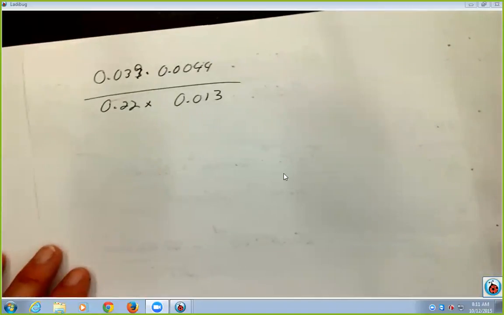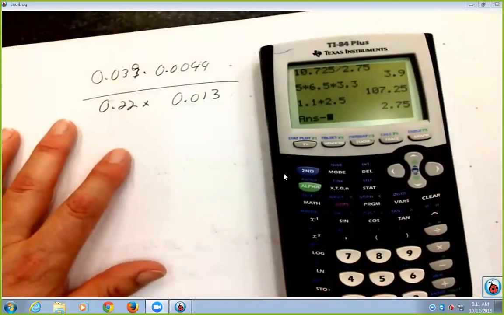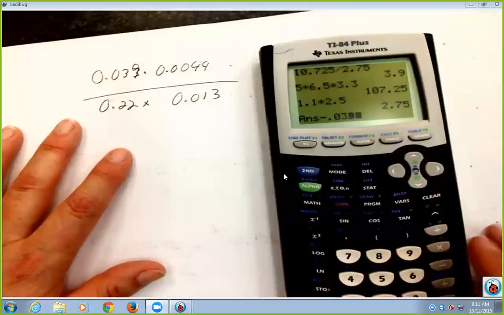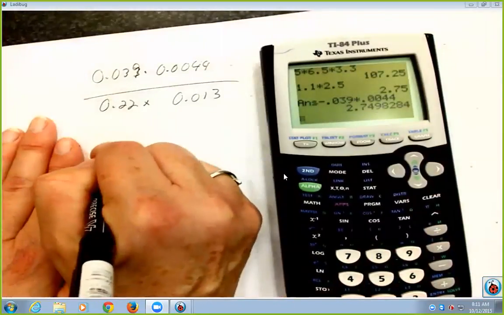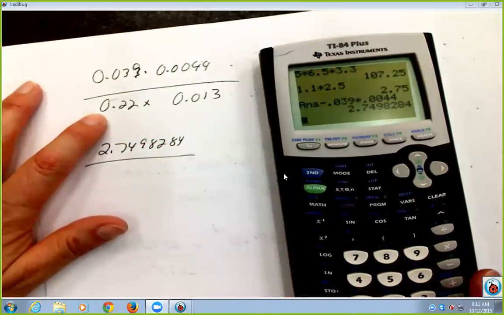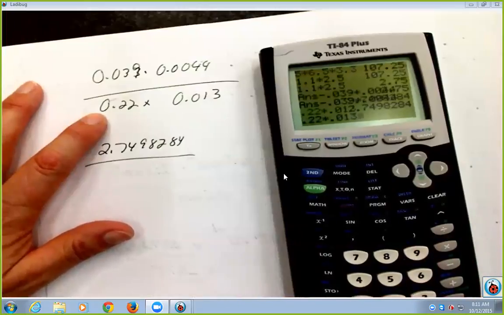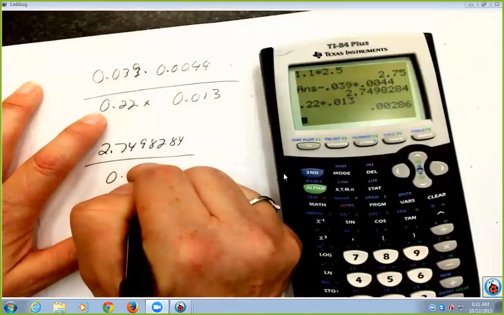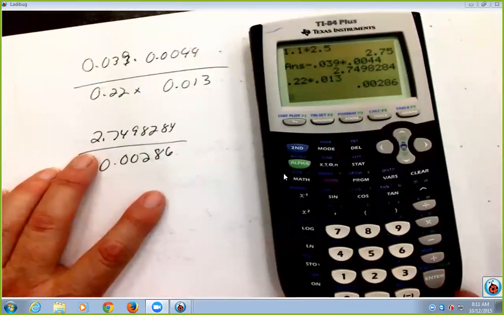And so if we look at this one, what in the world we got going on? So again, use your calculator. Just multiply this stuff out. So 0.039 times 0.0044 and get that answer, 2.749824. And then do the bottom, 0.22 times 0.013, and we get 0.00286, and then take these and divide them.